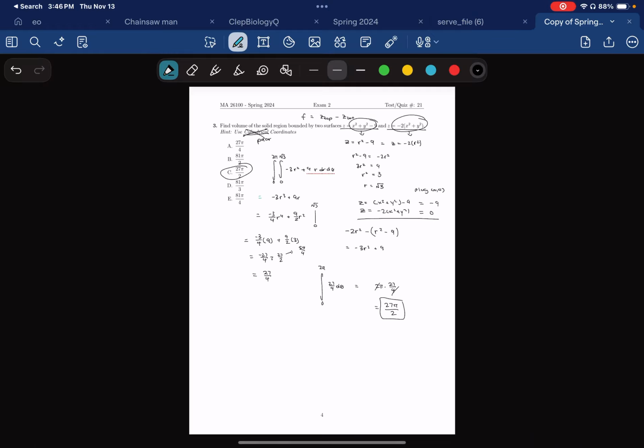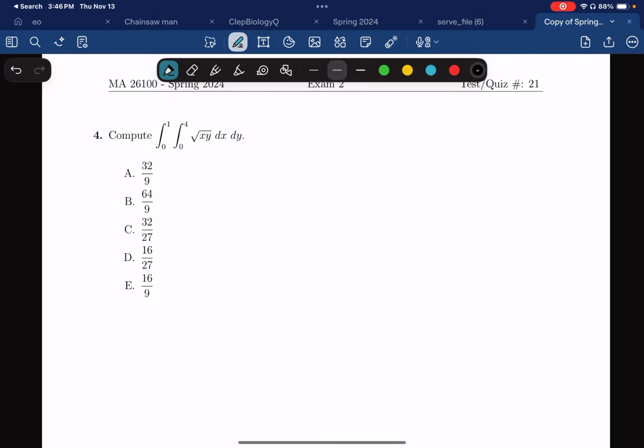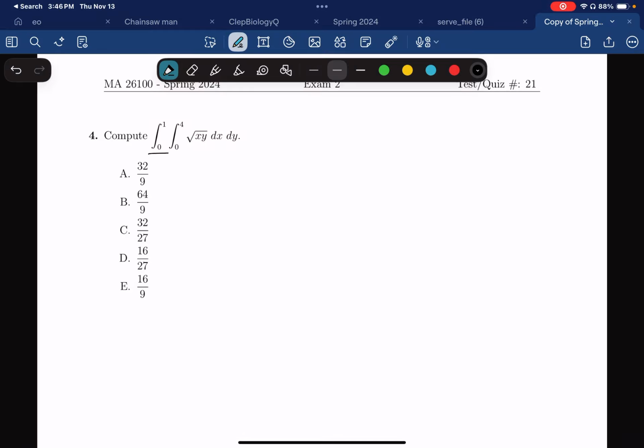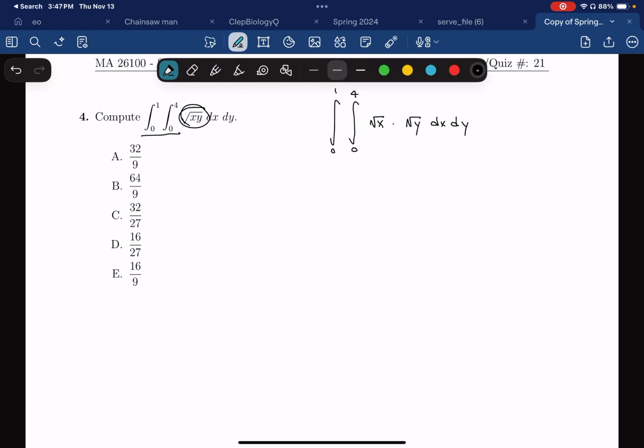Okay, moving on to number 4. Compute this simple double integral. Now you might be wondering, how do we get through that? Well, the little trick we're going to use is by simply taking it out. We can instead rewrite this as square root of x times square root of y. This will stay as dx dy, and now we can just evaluate it like this.